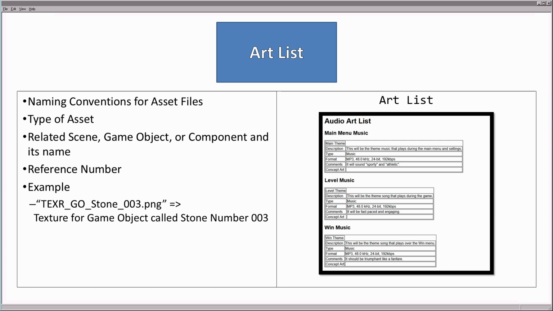Putting this together, we can consider the file name txr_go_stone_001.png to reference a texture for a game object called stone number 1.